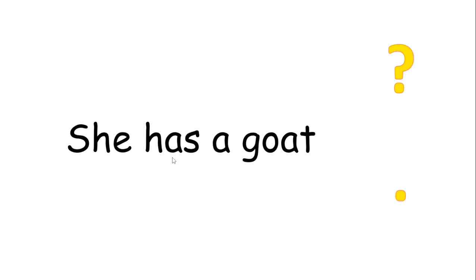Finally, this one, it says, she has a goat. Is it asking something about the goat or is it telling us something about the girl that has the goat? It's telling us, right? She has a goat. She owns the goat. It belongs to her. So therefore, it ends in a full stop. She has a goat. Nice job.